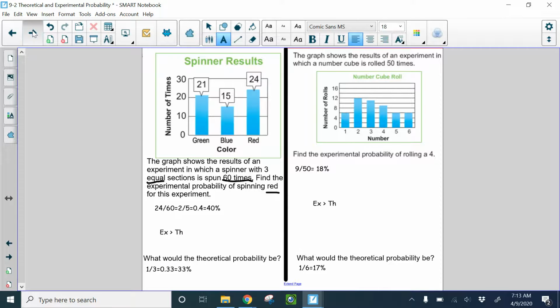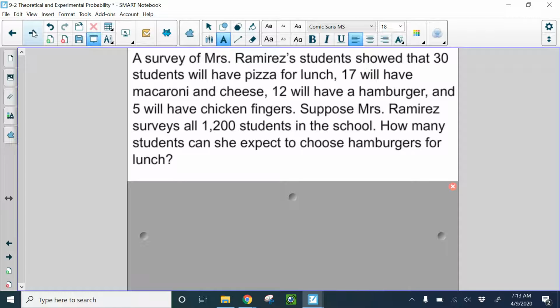How does this help us though? This can help us if we want to predict future events. So if I look at this on here, a survey of Mrs. Ramirez's students showed that 30 students will have pizza for lunch, 17 will have mac and cheese, 12 will have hamburger, and 5 will have chicken fingers. Suppose Mrs. Ramirez surveys all 1,200 students in the school. How many students can she expect to choose hamburgers for lunch?